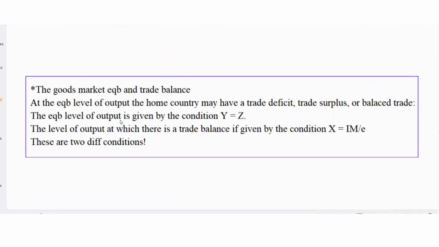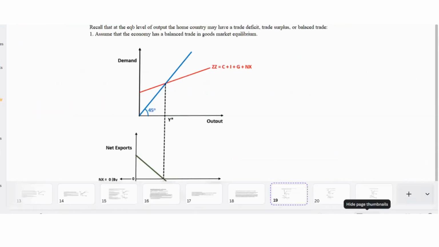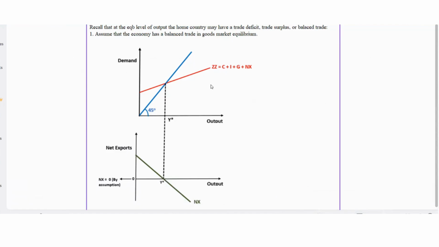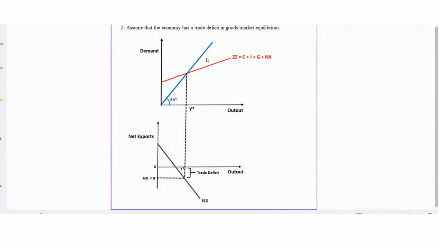Because, like we talked about, at the goods market equilibrium we can have a trade deficit, trade surplus, or balanced trade. So let's assume the economy has balanced trade in goods market equilibrium. In the upper panel, goods market equilibrium is given at the intersection of the ZZ line and the 45-degree line, at Y star. By assumption, we've drawn the net export schedule in such a way that at Y star, net exports are zero.